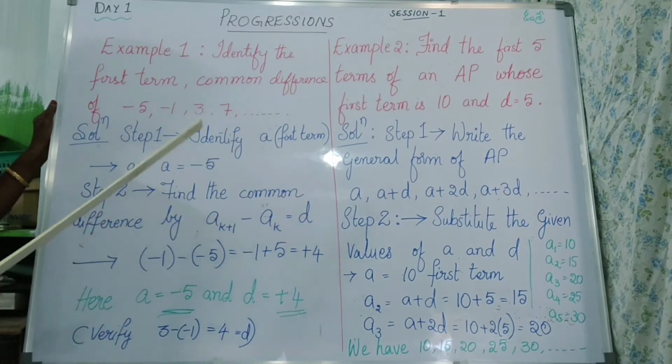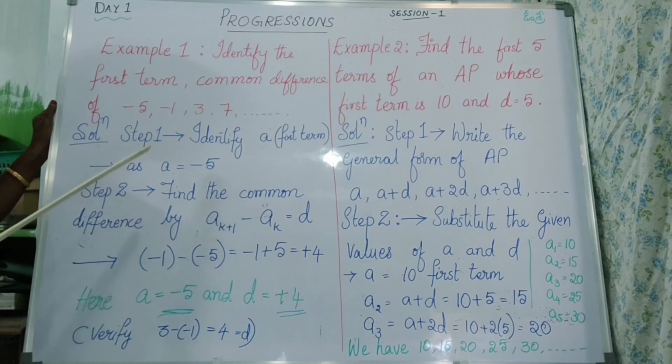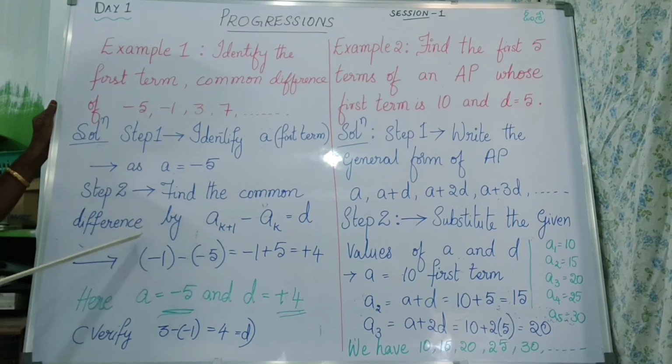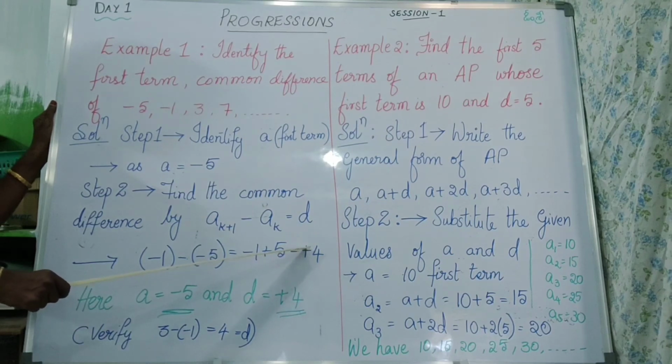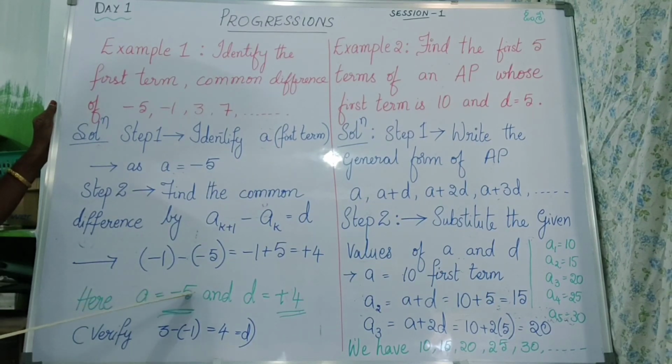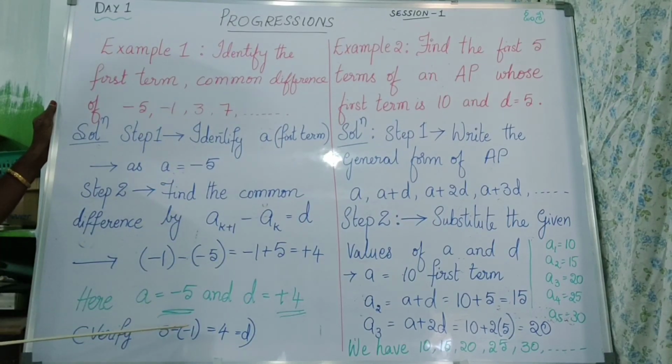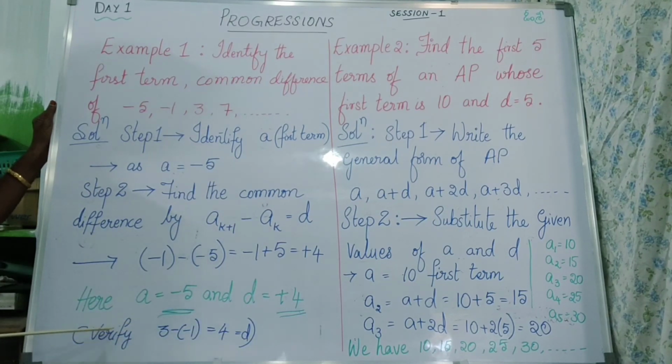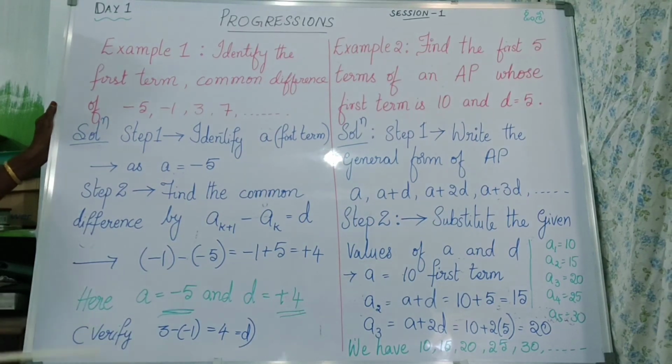D is the common difference. So from these two steps, in the first step we got the first term, and in the second step we got the common difference. That is what we needed to find for this problem. So the solution for the given problem is a equal to -5 and d equal to +4. And we can verify that by subtracting the second term from the third term; even then you get +4, the common difference. This is the way to verify when you write an exam or a test.